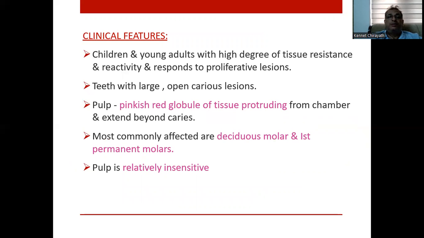What are the clinical features? Actually, that is a pulp polyp. It usually occurs in children and young adults with a high degree of tissue resistance and reactivity and response to proliferative lesion. Teeth with a large and open caries lesion. The pulp is pinkish red globules of tissue protruding from the chamber and extending beyond the caries. Most commonly affected are the deciduous molar and first permanent molar, and the pulp is relatively insensitive.